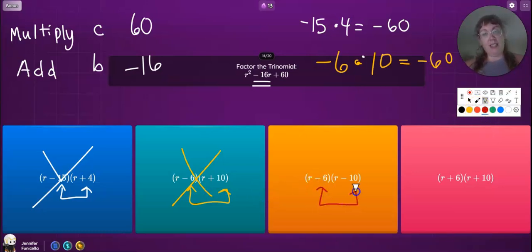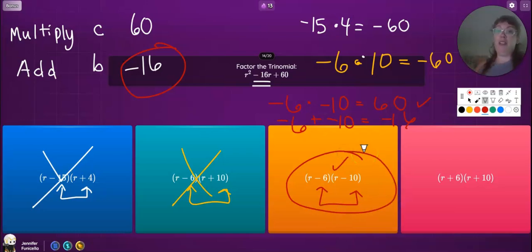This is a negative 6 and a negative 10. So negative 6 times negative 10 is a positive 60. So far, that's good. Negative 6 plus negative 10 is a negative 16, which is also what we want. Aha! So this is going to be our option because we want to multiply to a positive and add to a negative.